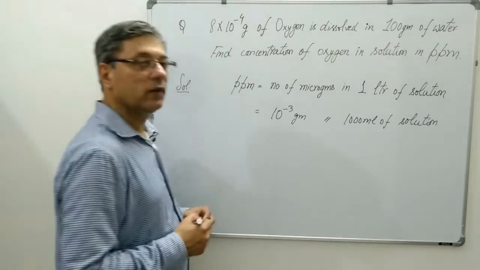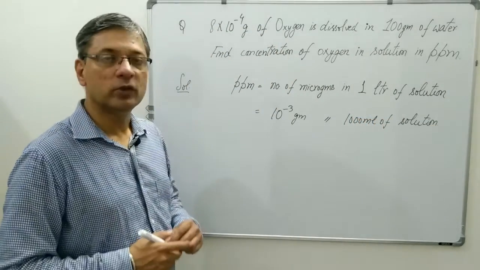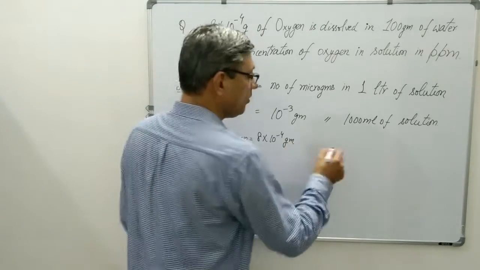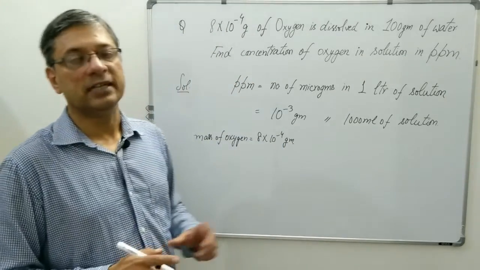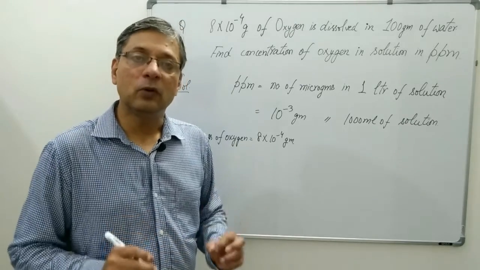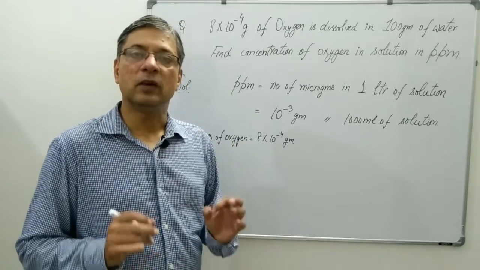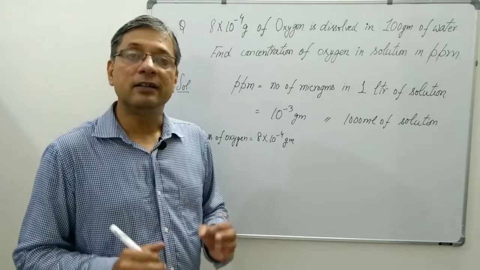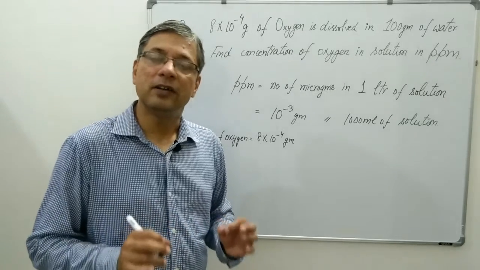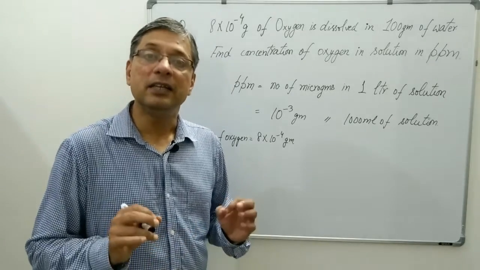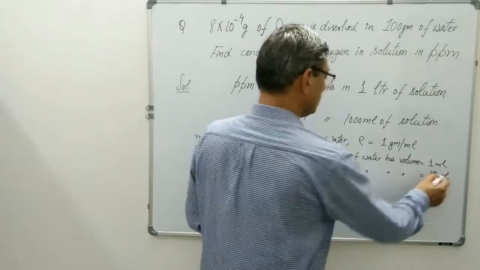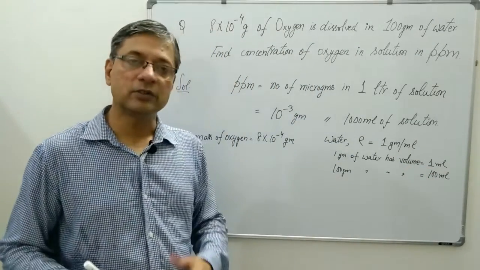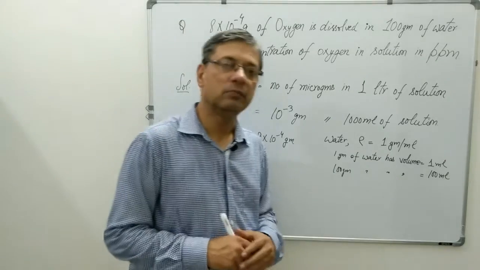In the question we are given mass of oxygen is equal to 8 into 10 to the power minus 4 gram. We are also given mass of water, that is equal to 100 grams. We know density of water is 1 gram per milliliter. Therefore, 100 grams of water will be present in 100 milliliters of water. So 1 gram of water has volume 1 milliliter, then 100 grams of water will have volume 100 milliliters.